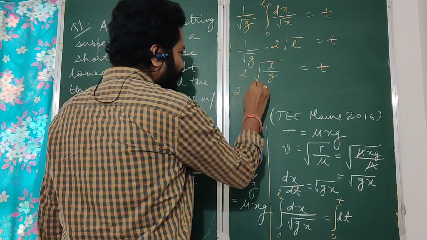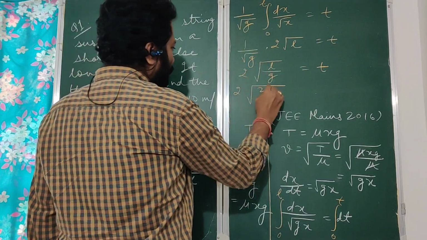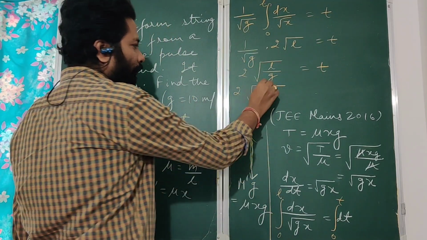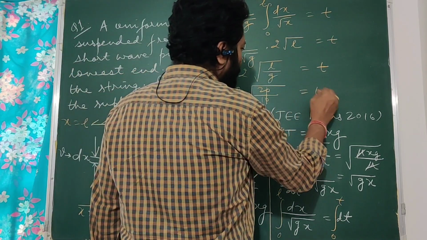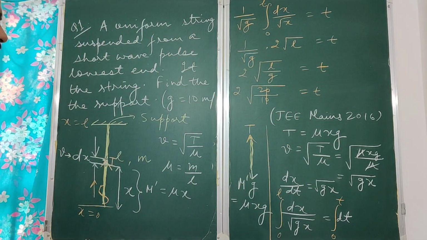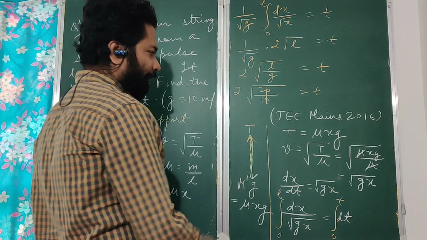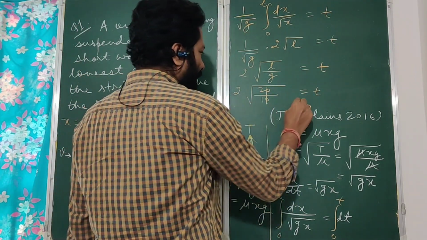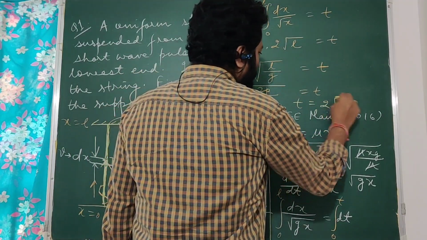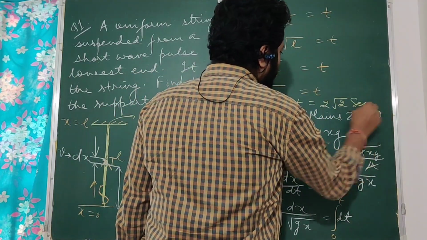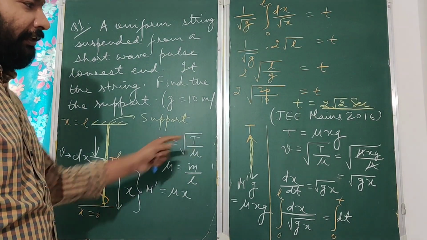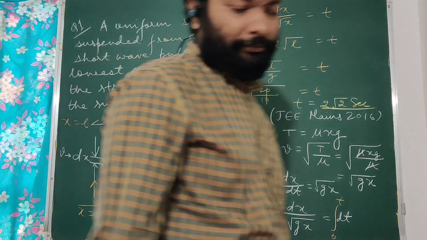So again we can write it as twice of root L by g. L was given as 20 and g is 10 numerically. So this will become 2 root 2. So the answer for this question is 2 root 2 seconds. The time taken to reach the support is 2 root 2 seconds. That is how you solve such models of questions.